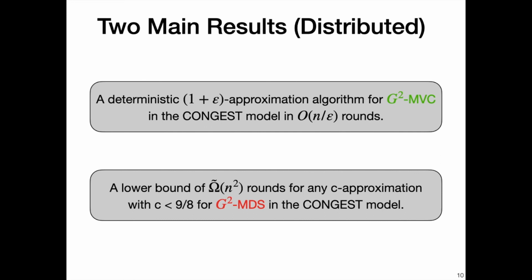Just to recap, the two main distributed results of this paper are a 1 plus epsilon approximation algorithm for G squared MVC in n over epsilon rounds and an n squared lower bound for any c approximation for c less than 9/8 for G squared MDS in the CONGEST model.